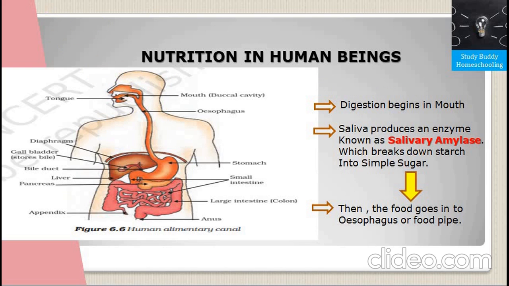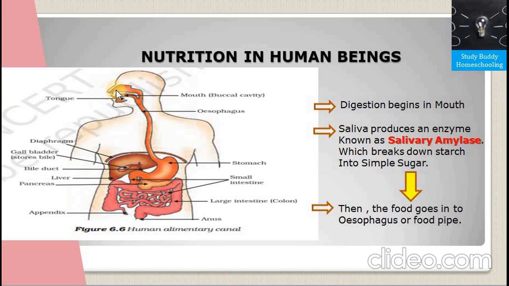We'll have to remember that saliva, which is secreted by the salivary glands, plays a very important role and forms the beginning step of digestion. So the food gets mixed nicely with saliva here. Saliva contains a very important enzyme called salivary amylase. What this salivary amylase does is it breaks down starch into simple sugar. So the first step of breaking down of starch happens in the mouth itself.